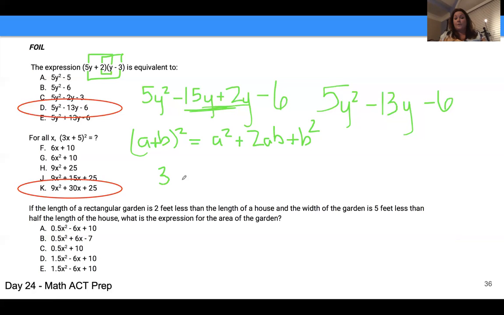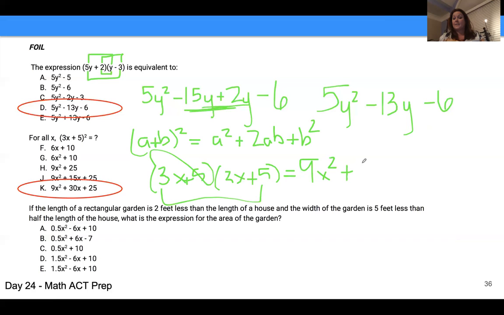You can simply do 3x plus 5, times 3x plus 5. 3x times 3x is going to give me 9x squared. That can help you eliminate 2 right there. The outside gives me 15x. The inside is going to give me 15x. And then the last, 5 times 5 is 25. And you can see these two combine to 30x. Hence K.